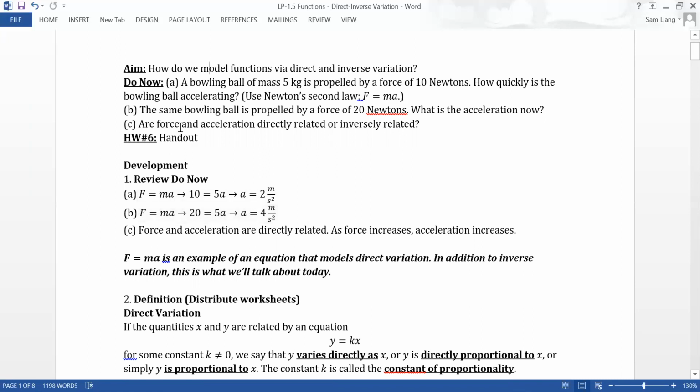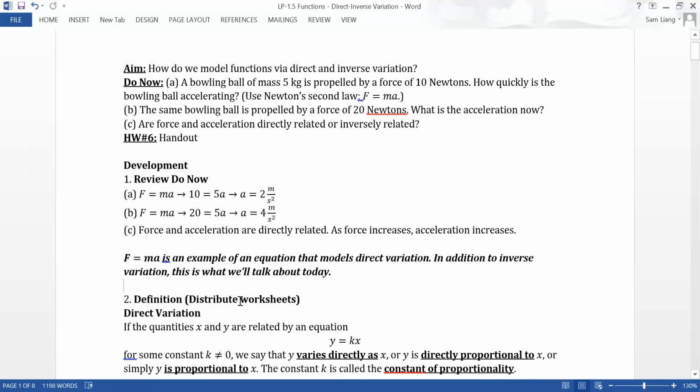And to answer part C, are force and acceleration directly related or inversely related? We can answer that force and acceleration are directly related. So as force increases, acceleration increases as well. Okay. And here I just note that F equals ma is an example of an equation that models direct variation. In addition to inverse variation, this is what we'll talk about today.